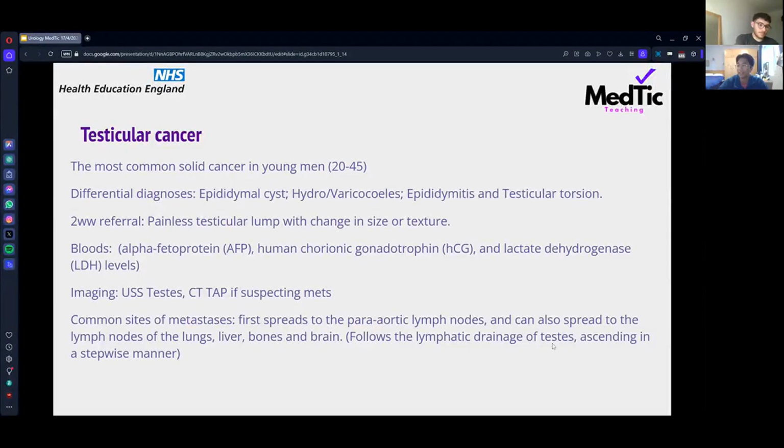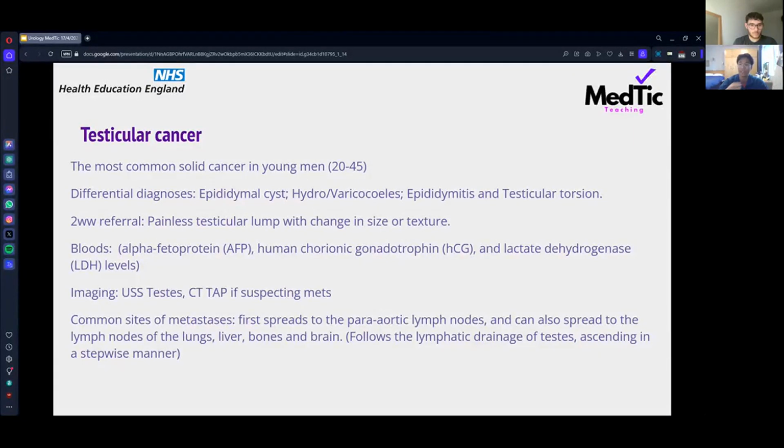Testicular cancer is the most common solid cancer in young men, aged 20 to 45. You've got a couple of differential diagnoses, which are just pathology in the testicles. But the specific criteria is a painless testicular lump with a change in size and/or texture, which warrants a 2-week wait.